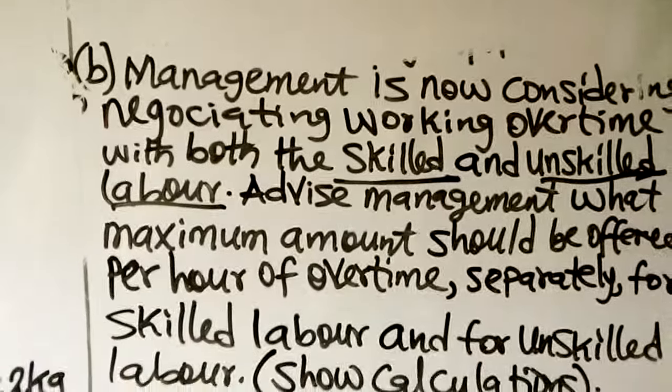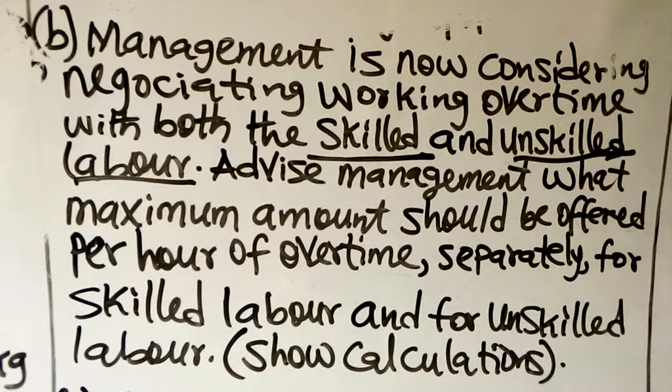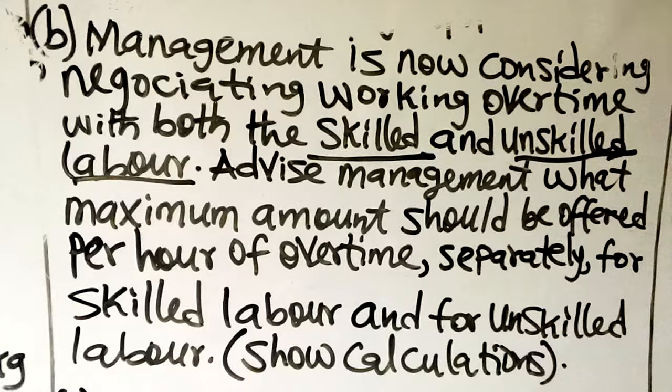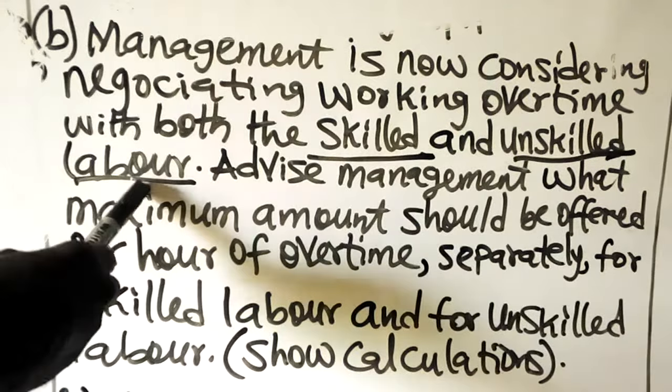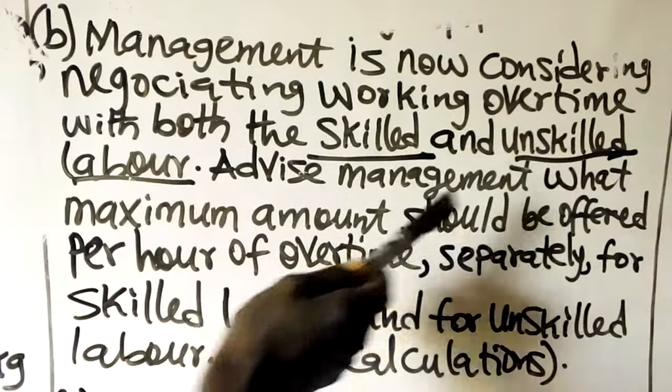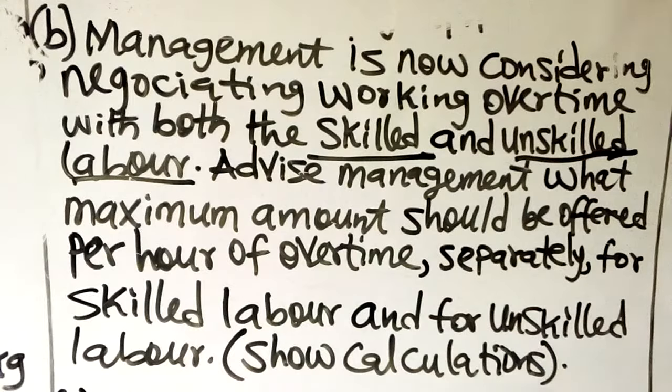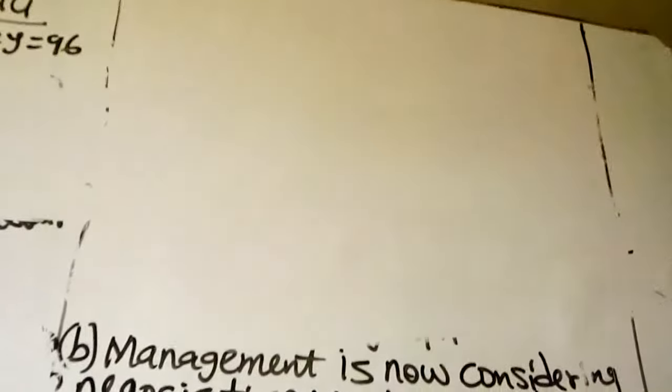Now back to requirement B. The management is now considering negotiating working overtime with both the skilled and unskilled labor. You are to advise management what maximum amount should be offered per hour of overtime separately for skilled labor and for unskilled labor. Now you want to determine the maximum hourly rate. I'm still on requirement B.